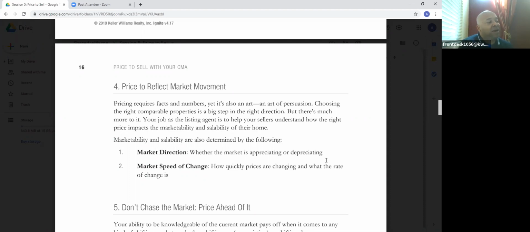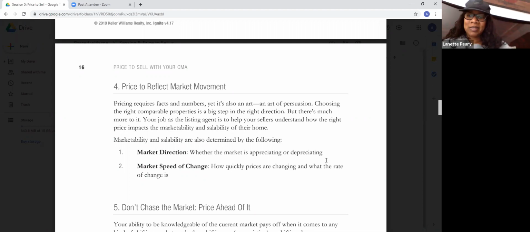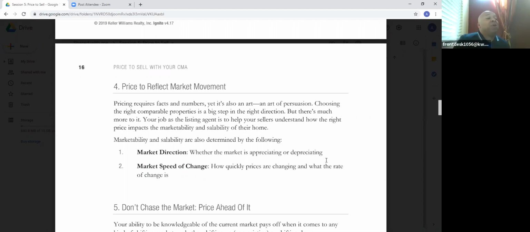All right, now we're at page 16, number 4, price to reflect market movement, which is pretty much what we're discussing. At this point, you have to price to reflect which way the market is moving. We really don't know, but it doesn't look like it's moving up.